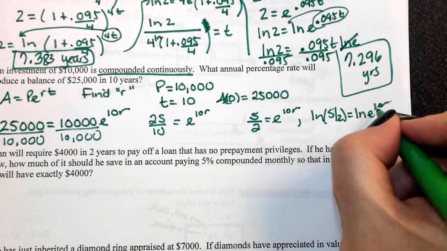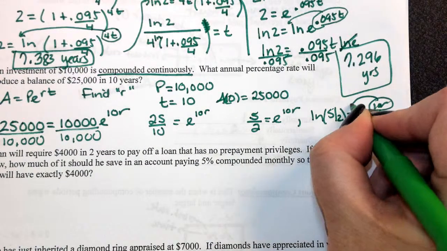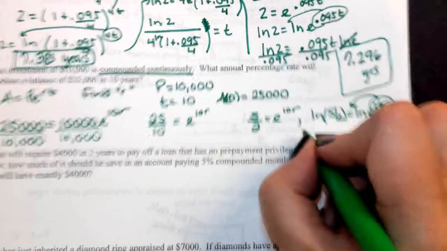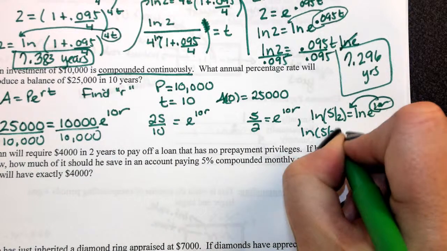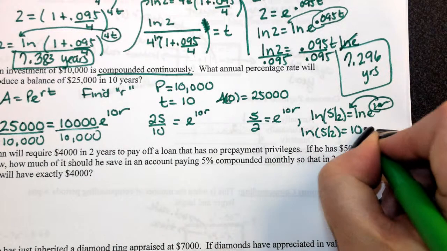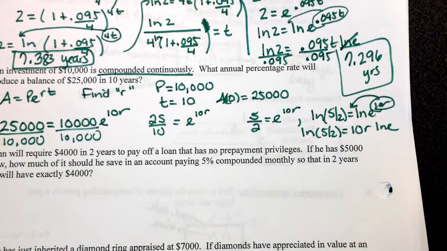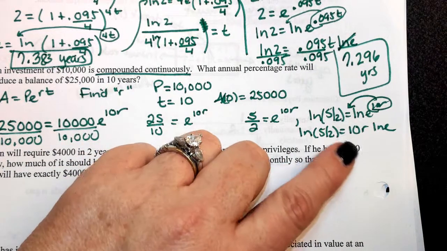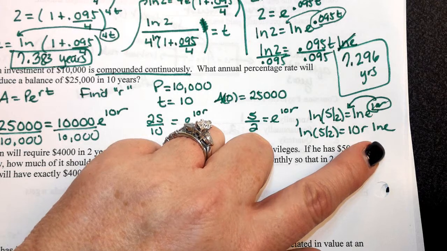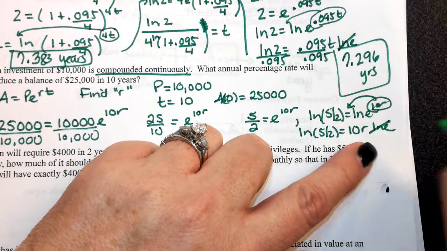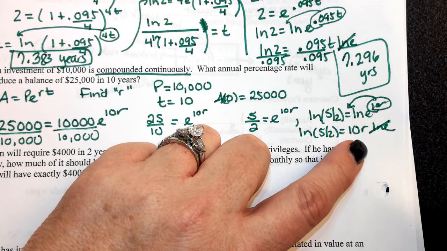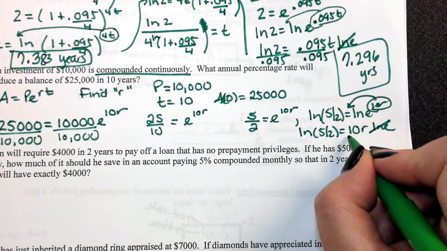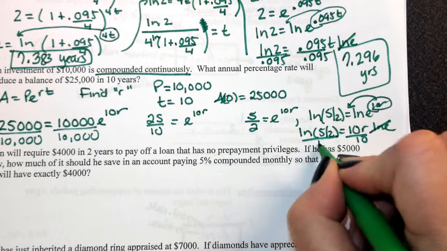So now again, I can use the property of exponents. I can get the 10R out of the exponent. So I have the natural log of 5/2 is equal to 10R times the natural log of E. And remind me again, what is the natural log of E? The natural log of E is what? 1. So then to solve for R, what am I going to do? I'm going to divide by 10.